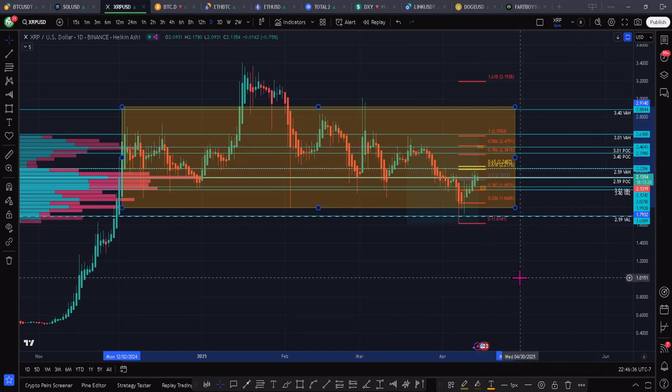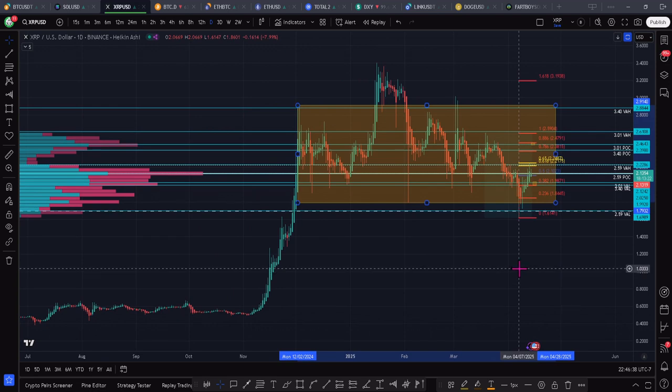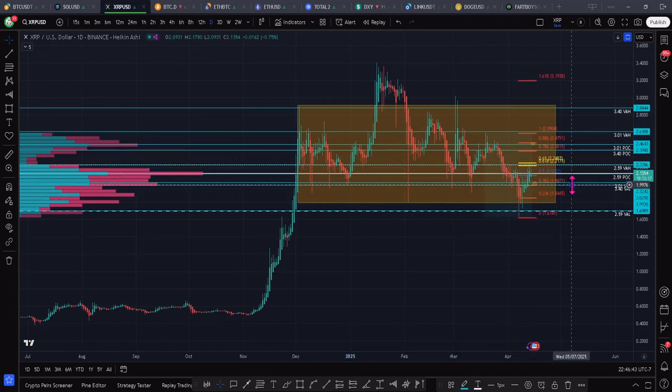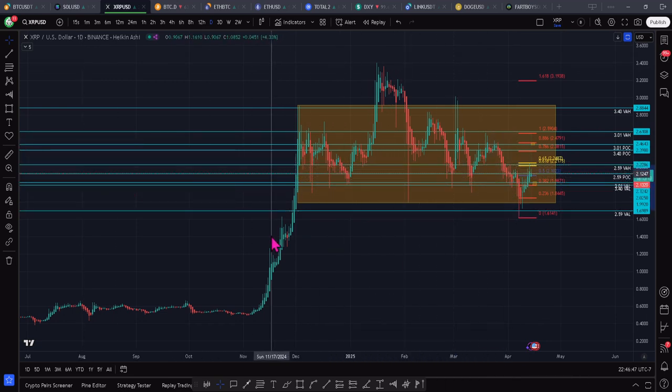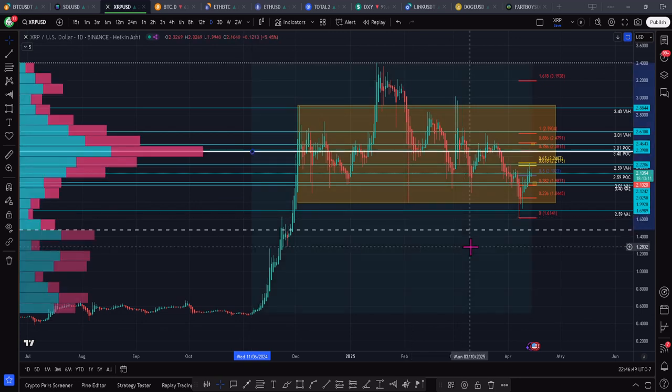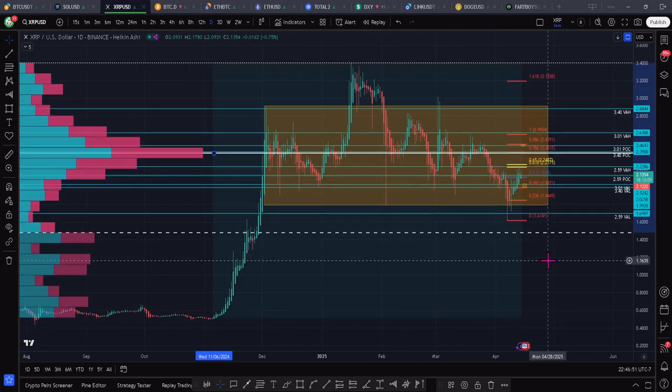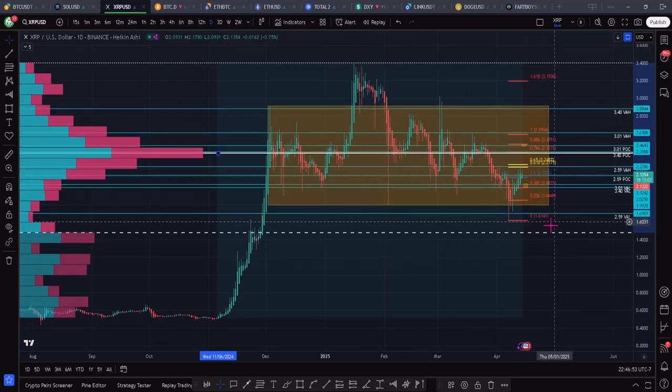So for XRP, we're going to take a look at one more thing. We're going to pull this down to the low. We're going to pull the volume profile down to the low and see if we see any confluence there. Okay, so we do see a lot of confluence going on here.